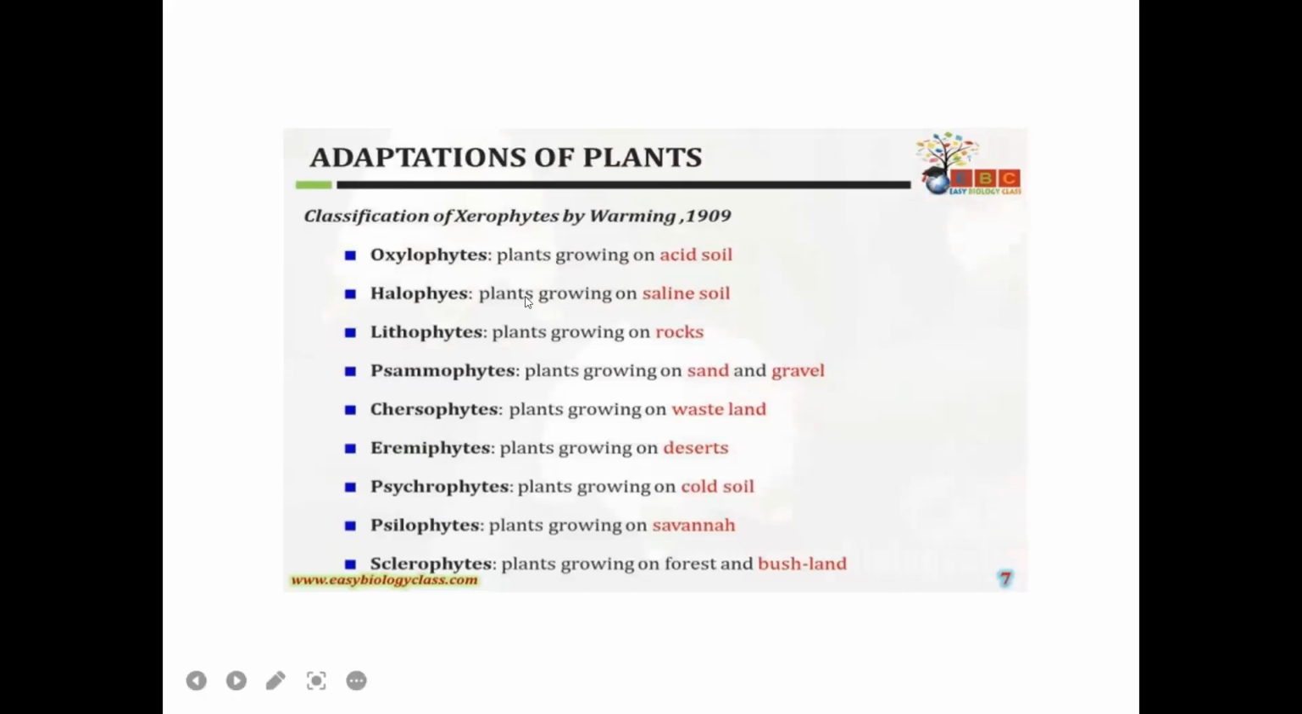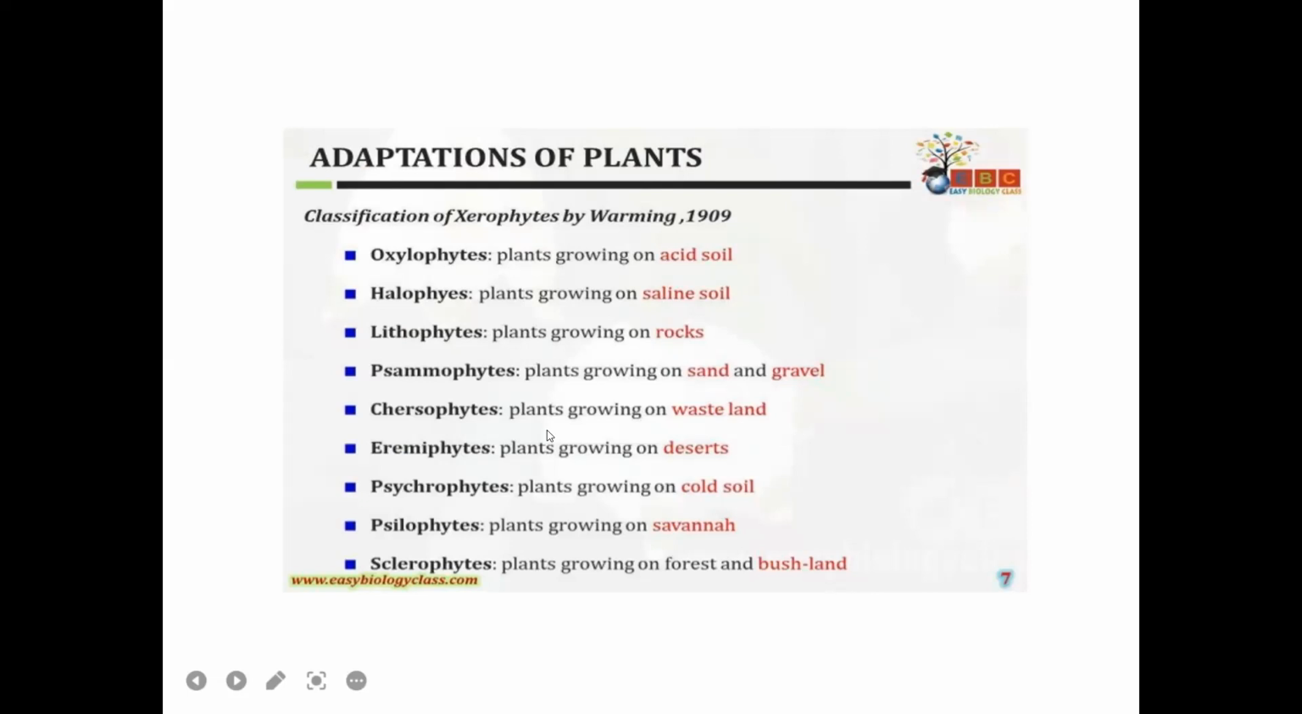The first one is the oxylophytes, which we already discussed. They are plants growing on acid soils. Halophytes are plants growing on saline soil. Lithophytes are plants growing on rocks. Here these are all dry conditions. Psammophytes are plants growing on sand and gravel.